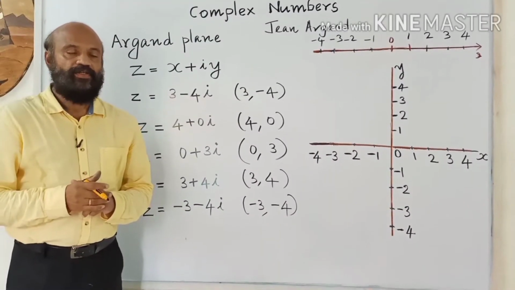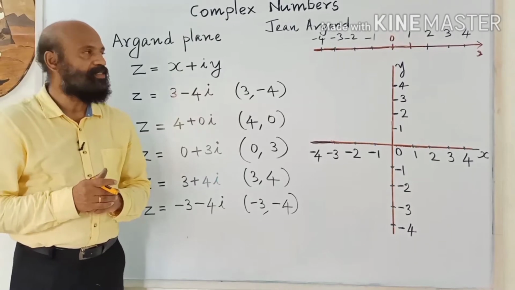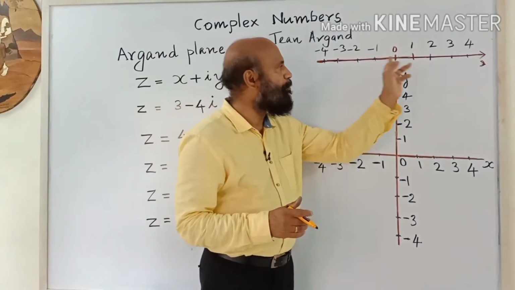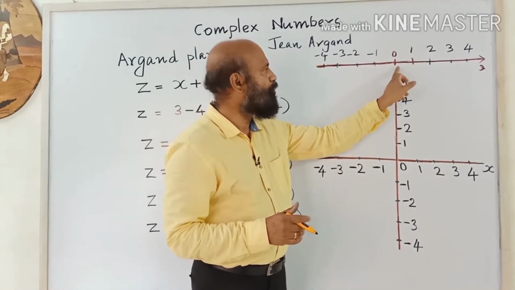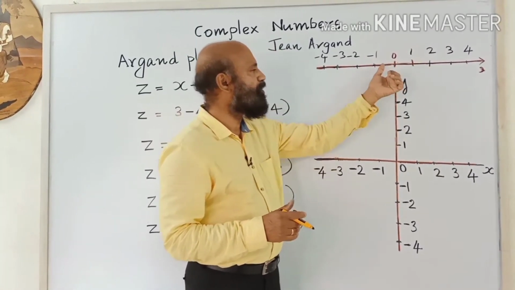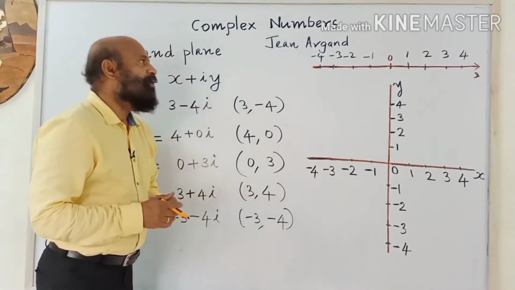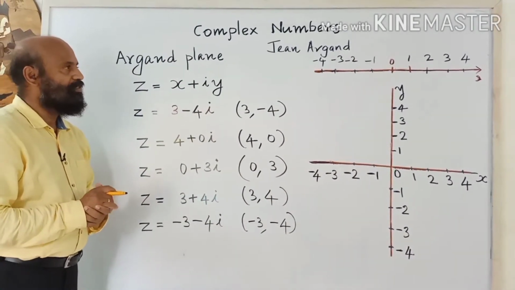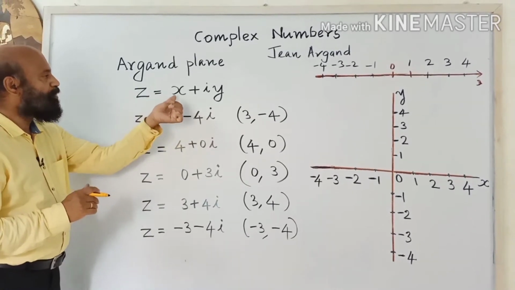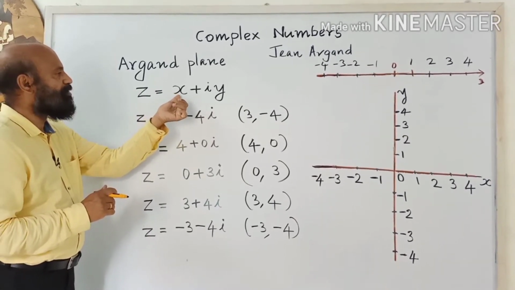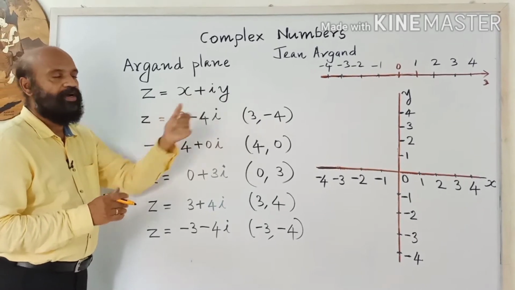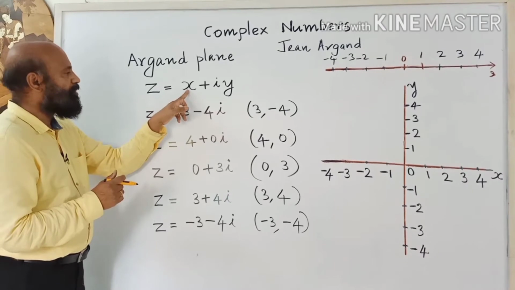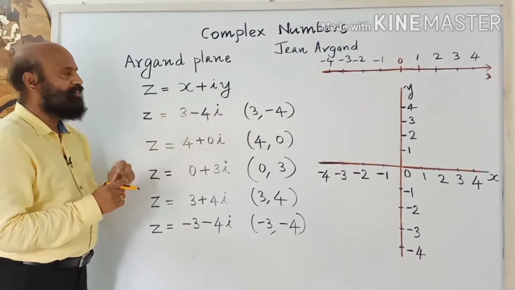In lower classes, you studied how to represent real numbers. Real numbers are represented on a number line like this: 0, 1, 2, 3, and the negative numbers this side. Now let us see how to represent complex numbers. Complex numbers are represented like this: x plus iy, where x and y are real numbers. Here x is the real part, y is the imaginary part.